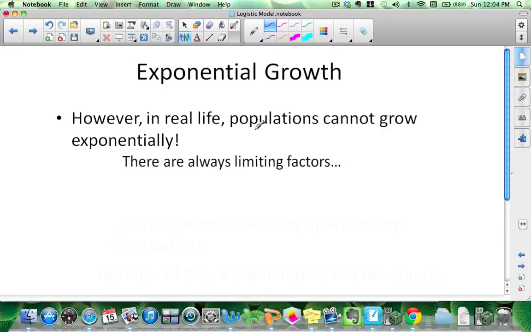However, in real life, populations cannot grow exponentially. There are limiting factors. So let's think biology. We've got like a group of deer on an island or something like that. What kinds of factors limit the growth of that deer population? I want you to shout some out right now.